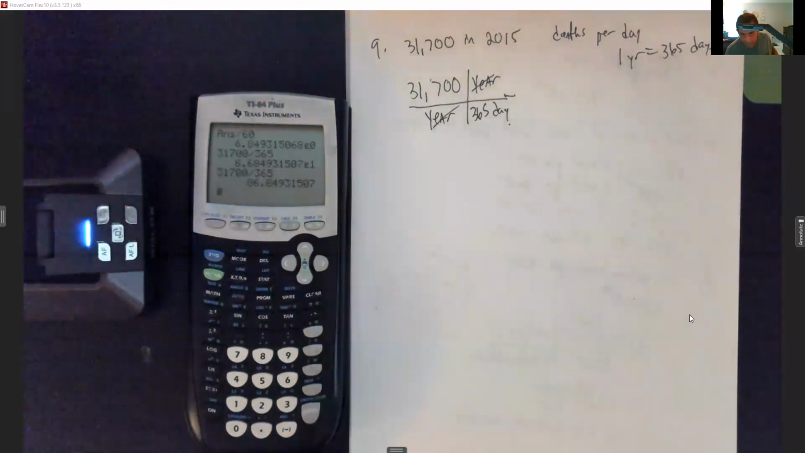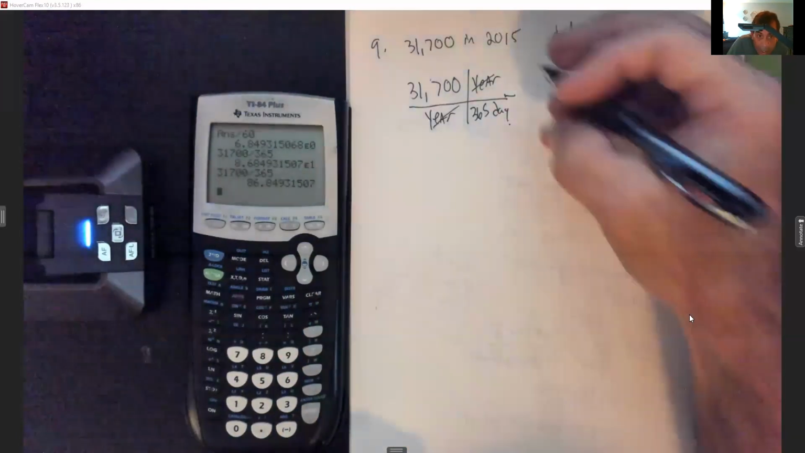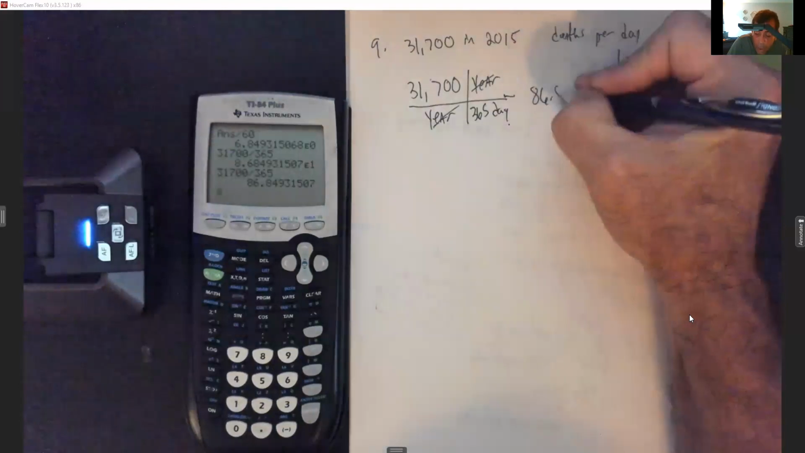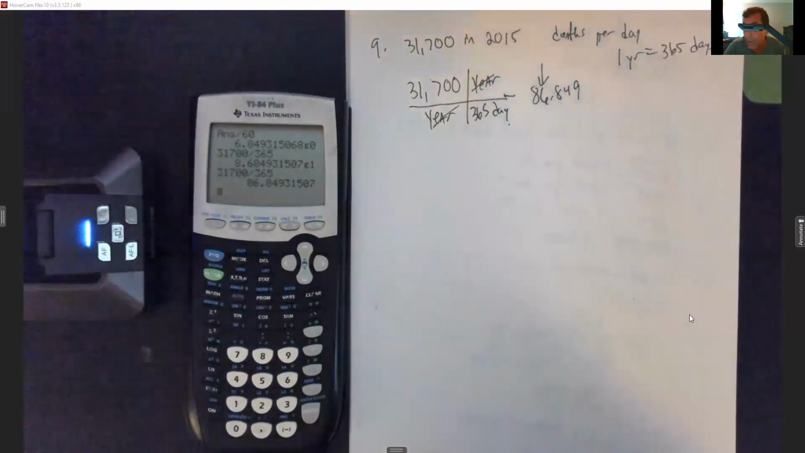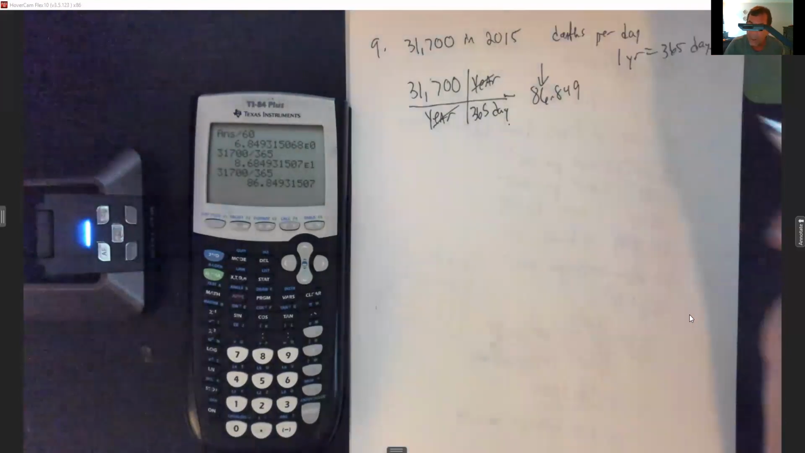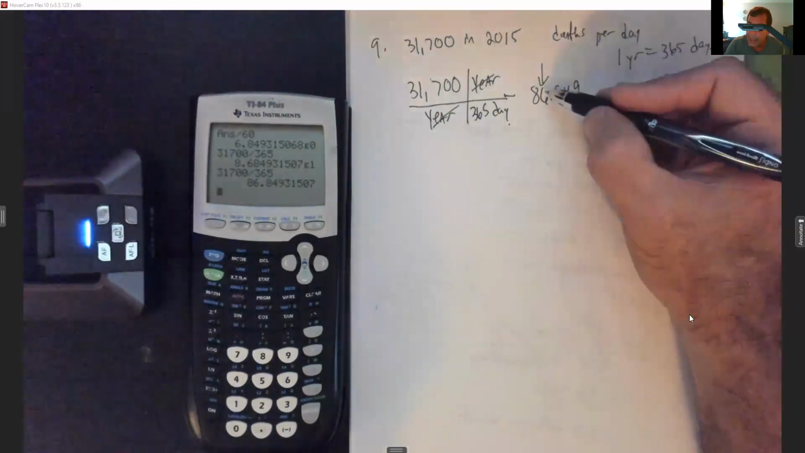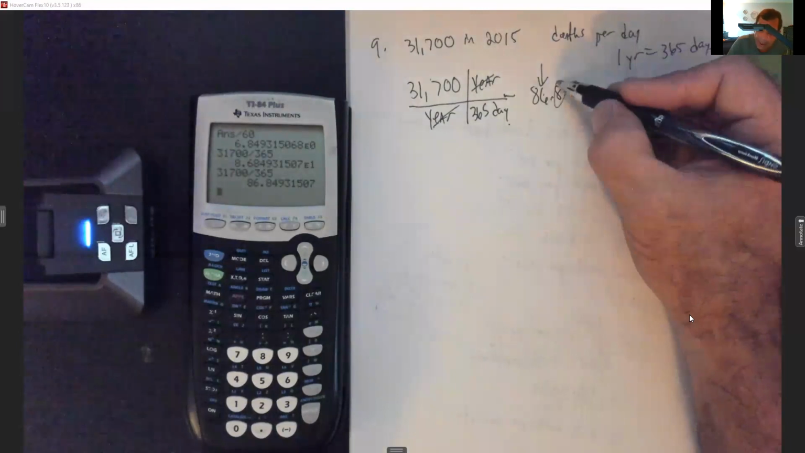So I'm getting 86.849. They want me to round to the nearest whole number. So 86.849, the nearest whole number is whatever number's in front of that decimal. So that's a 6, but behind it is an 8. So we round that 6 up to a 87.